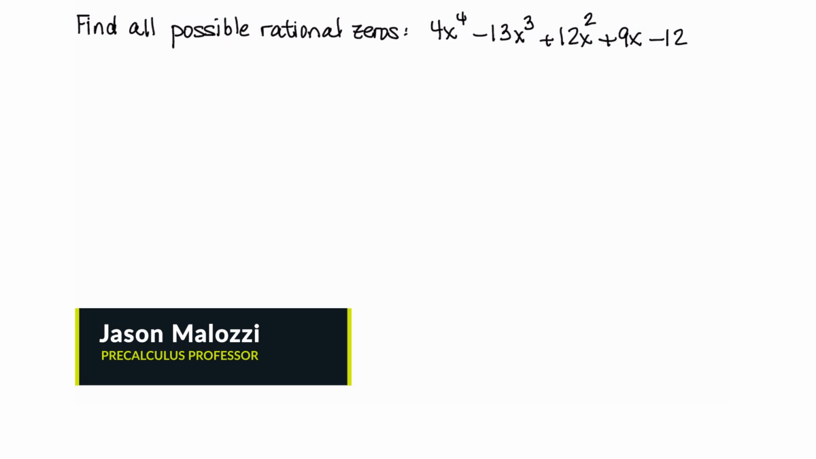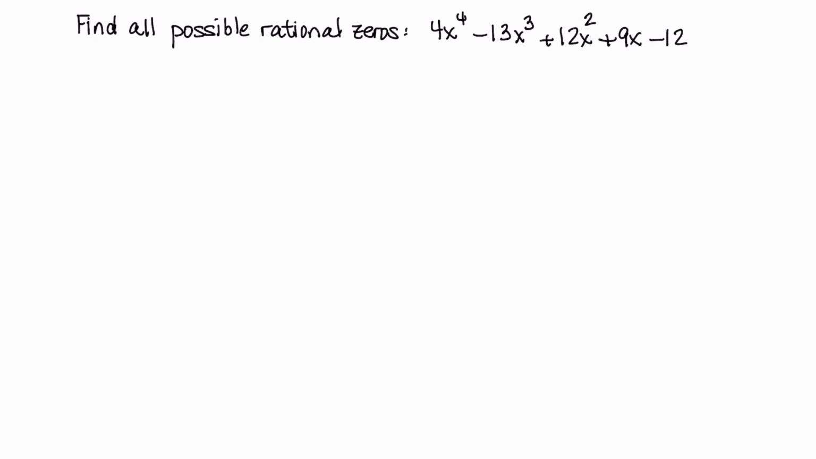What we're going to do in this video is find all the possible rational zeros of the polynomial 4x to the fourth minus 13x to the third plus 12x squared plus 9x minus 12. So remember, according to the rational root theorem, any rational zero is composed of a factor of the constant, so the factor of 12, over a factor of 4, and that could be plus or minus.